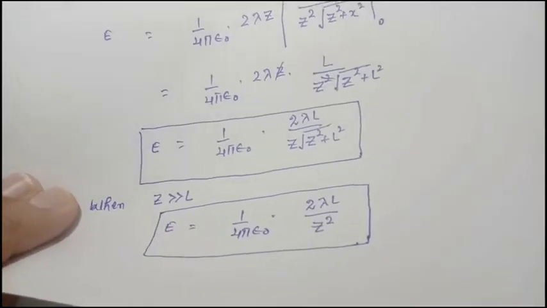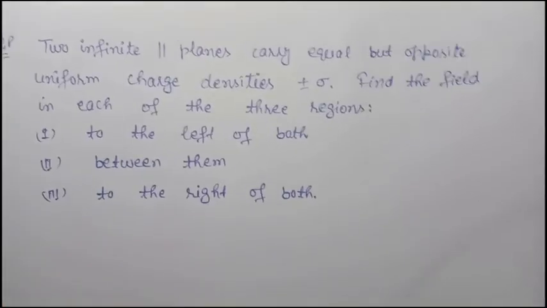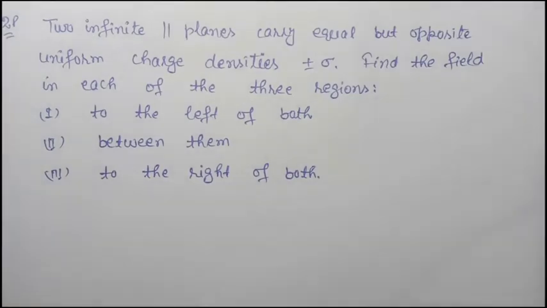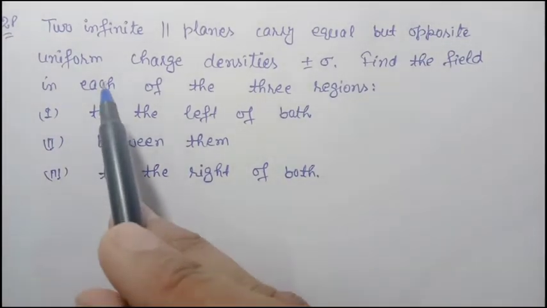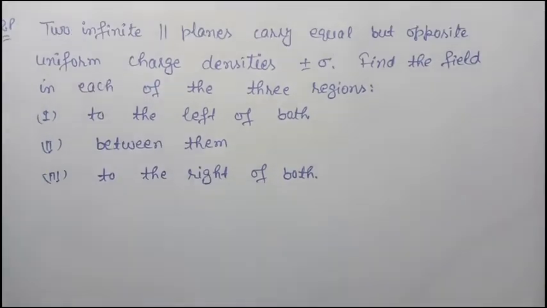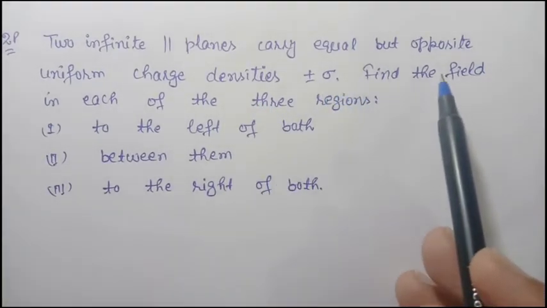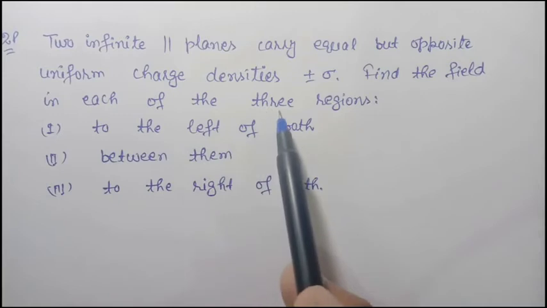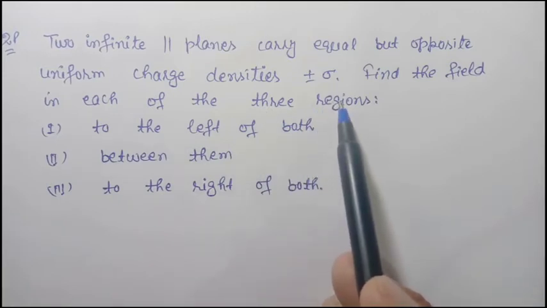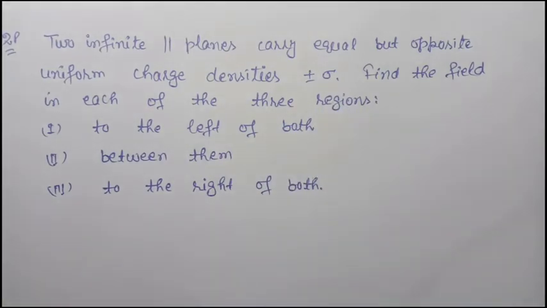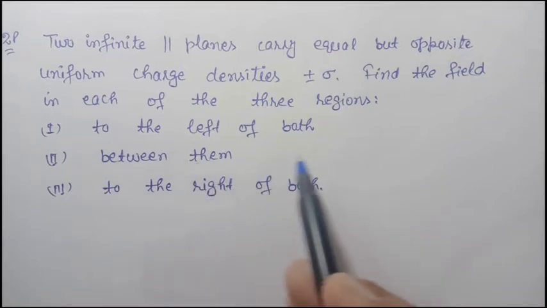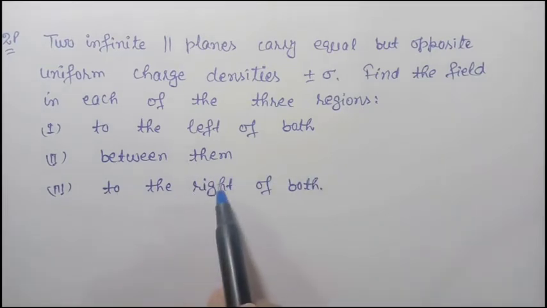Then we have a second problem. In the second problem, we have two infinite planes carrying equal but opposite uniform charge density plus minus sigma. Find the field in each of the three regions: first to the left of both, second between them, and third to the right of both.